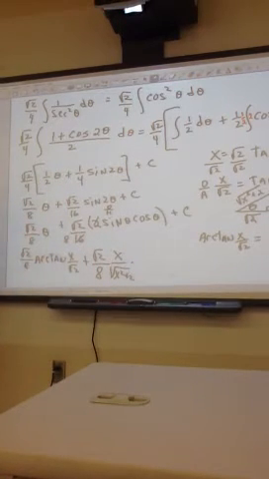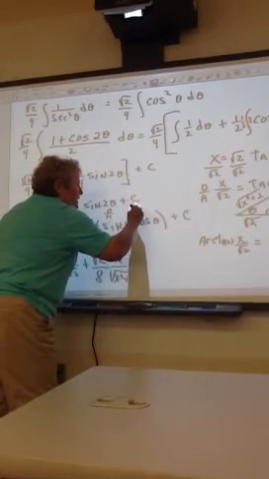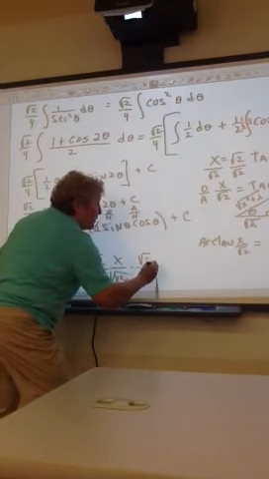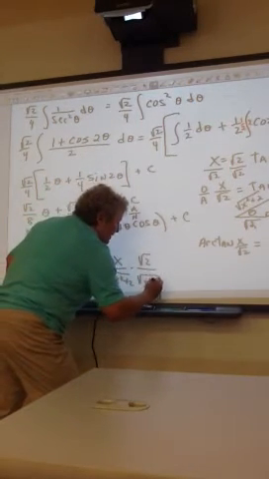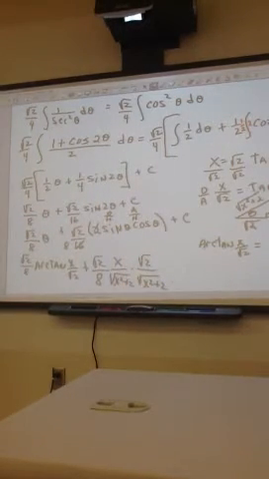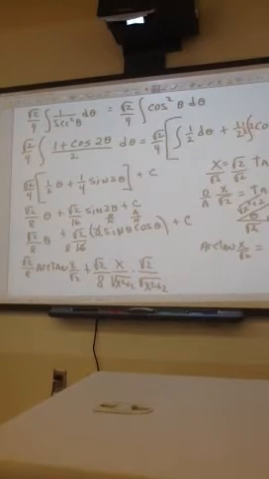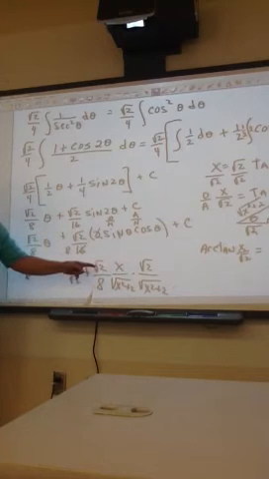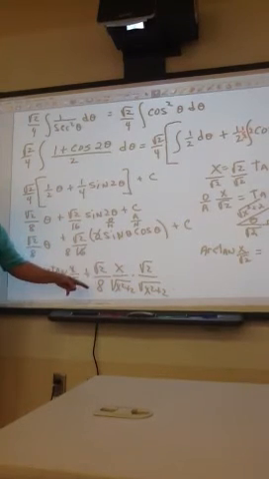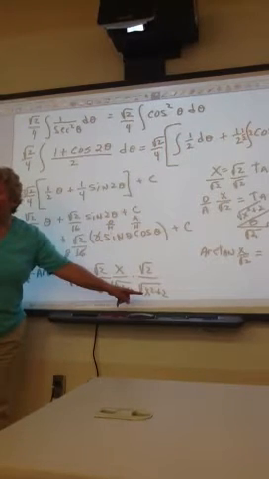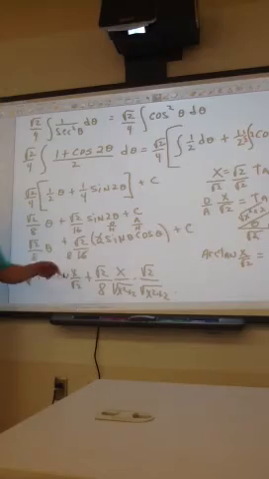Cosine is adjacent over hypotenuse. So that's the square root of 2 over square root of x squared plus 2. So a little bit of cleaning. Square root of 2 times the square root of 2 is 2. 2/8 we can turn into 1/4. And a radical times itself is just itself.